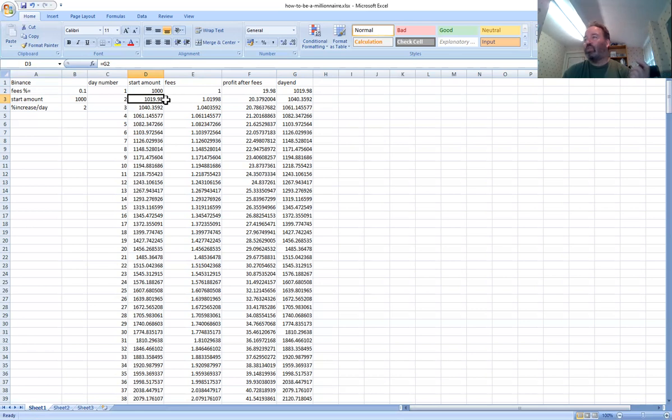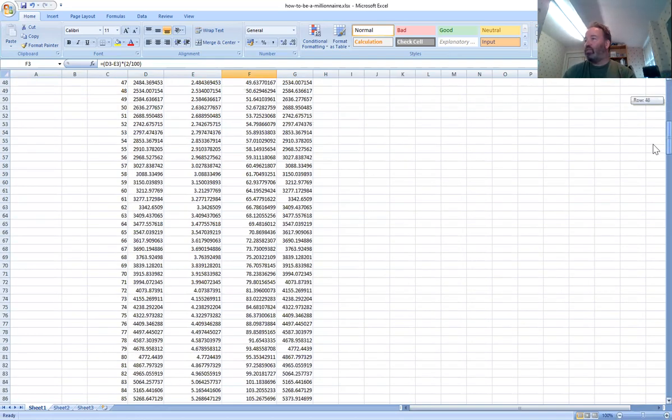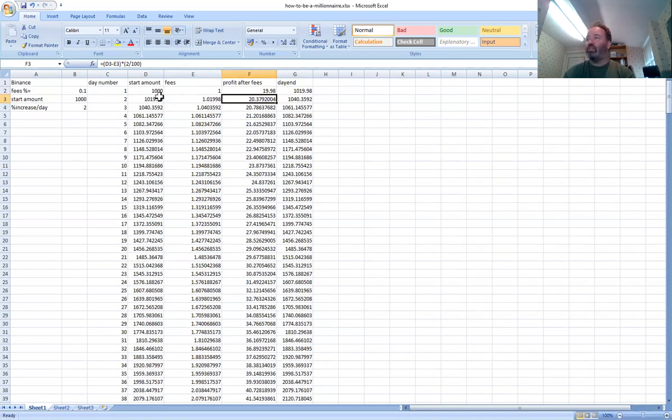And again, our fees are going to be 0.1% of that. So we take 0.1% off of that amount, okay? And then we want to make 2% on that, which equates to that, okay? So I've done that for 365 days, okay? So I've got a long spreadsheet, 365 days.